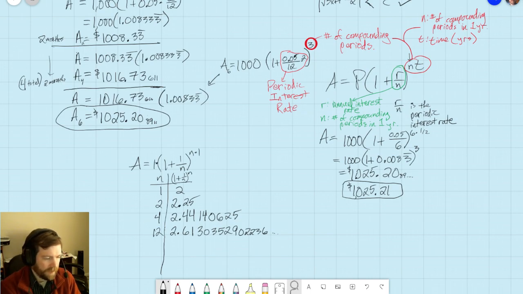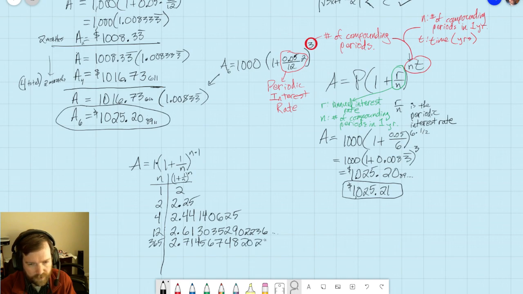All right, how about 365? So if we do compounding daily, this ends up being 2.7145674820245. Okay, so again, we've picked up basically 10 cents on this next one for increasing our n even more significantly, all the way up to a year's worth where we're compounding every single day. So n goes from 12 to 365. That's a big jump. That's like 30 times more.